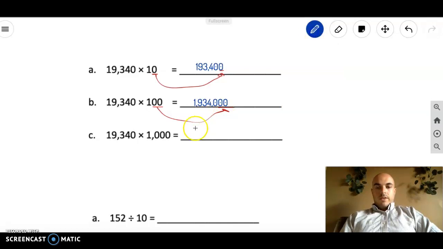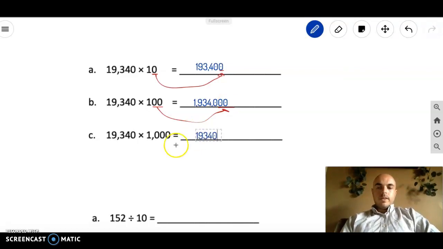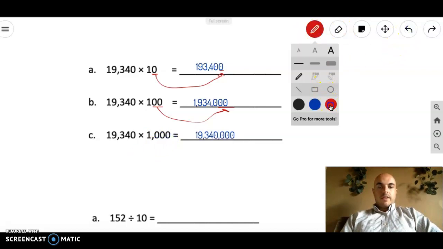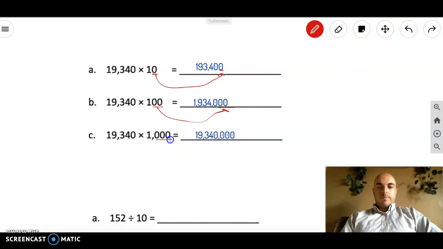And our last one. Again, I'm going to write out my number. I see that I'm multiplying by a power of 1,000. So that is 1, 2, 3 zeros, moving everything over 3 spaces to the left. So 1, 2, 3, comma, 1, 2, 3, comma, and there's nothing else to move. I'll underline these zeros so again you guys can see exactly what it is that I moved over. Boom.